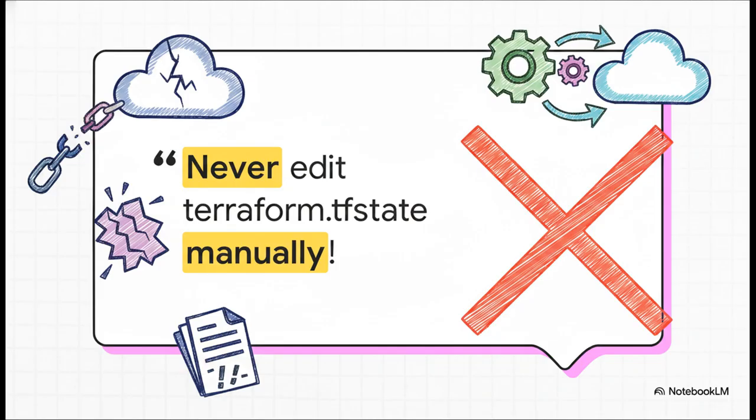Never, ever, ever edit your terraform.tfstate file manually, because it's the ultimate source of truth. Manually tweaking that JSON can corrupt the state, leave you with orphaned resources, and just completely break your entire automated workflow. Always let Terraform manage that file.